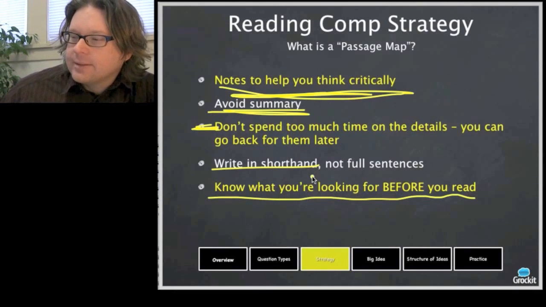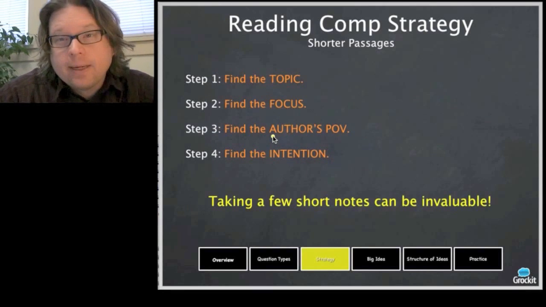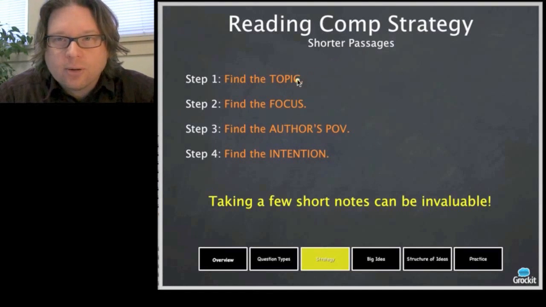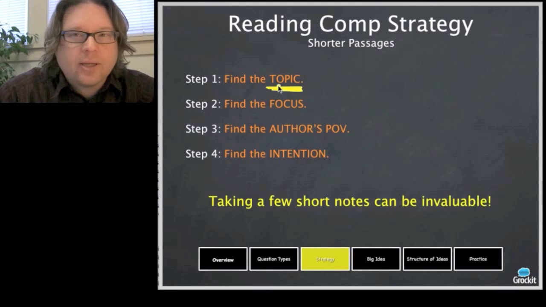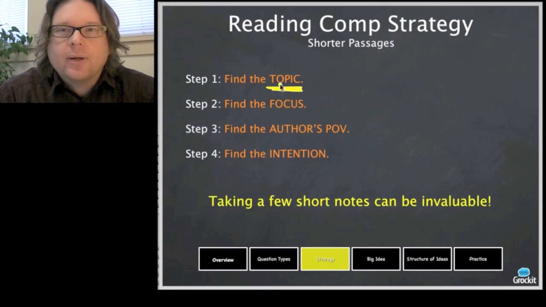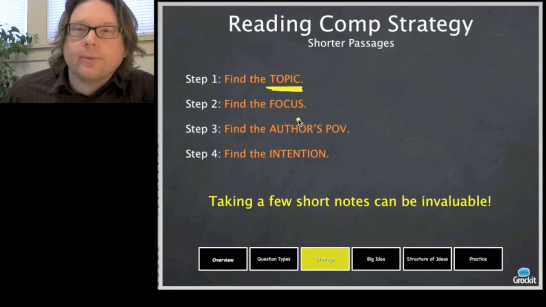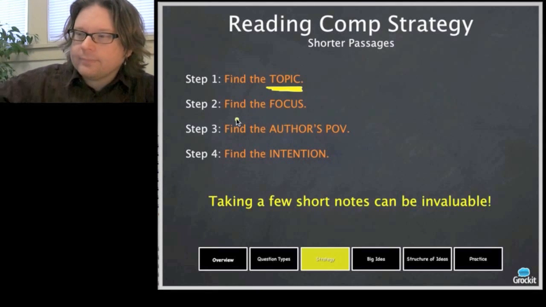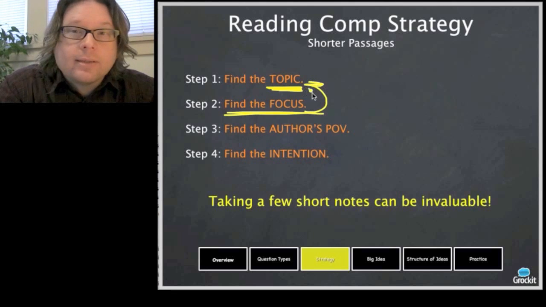Okay, so this is the reading comp strategy for shorter passages, and you will be doing some shorter passages. First is finding the topic, which is just the overall one or two word, most general heading. If you were going to the bookstore or the library for a book on this topic, what section would it be in? Finding the focus, the specific aspect of the topic that the author is interested in.